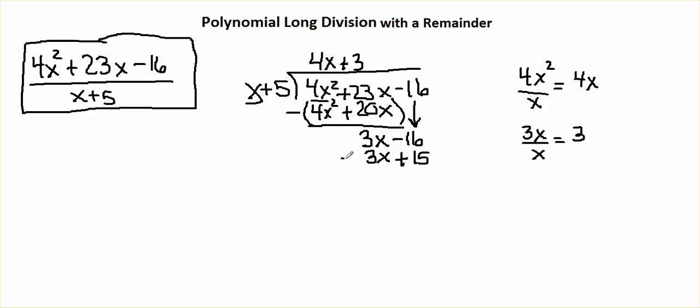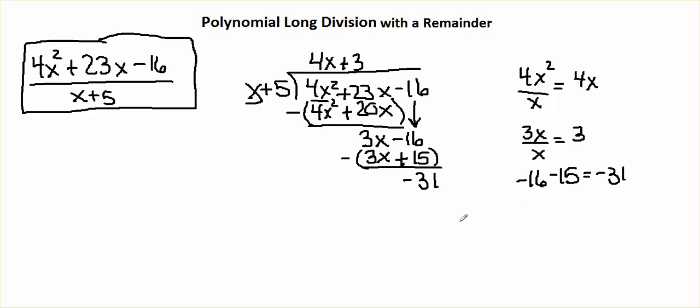And now again, we're going to subtract. Put parentheses around so that you remember to distribute this negative across both terms. 3x minus 3x is 0, and negative 16 minus 15. So what is negative 16 minus 15? That is a negative 31. And we can write it down here.